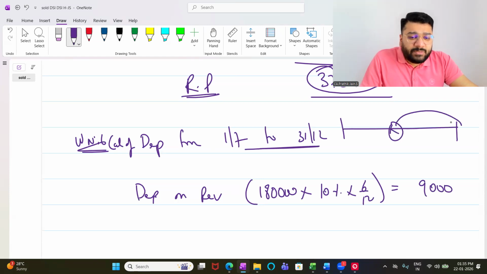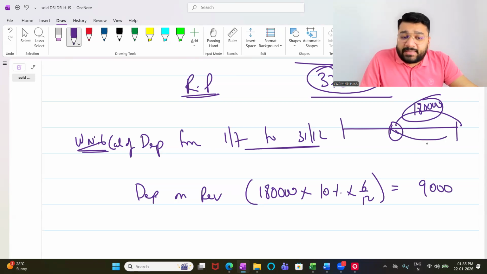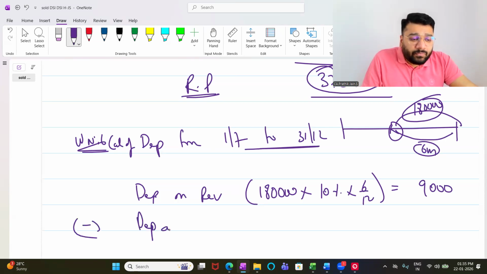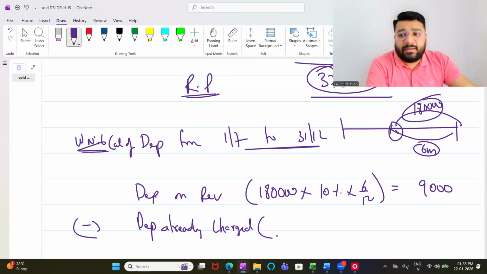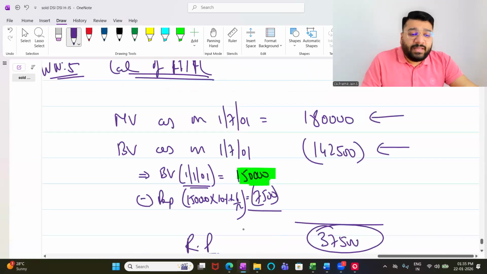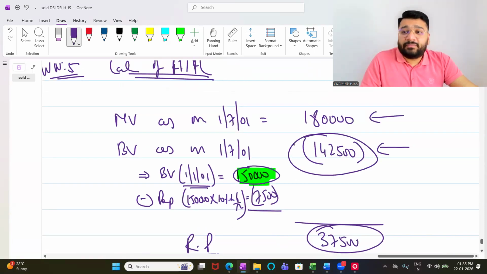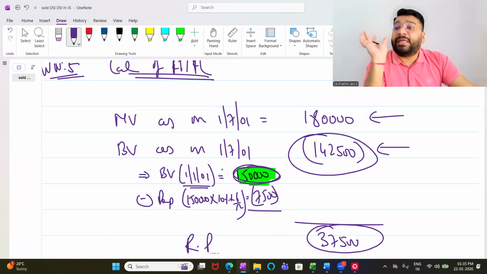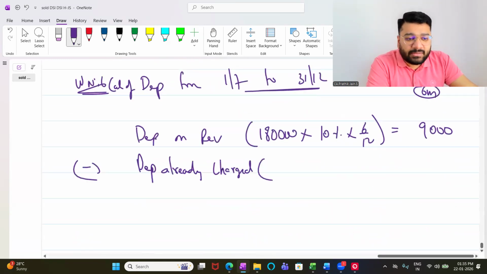Yes. From this period to this period, on 1,80,000, the depreciation is how much? 9,000. Out of this, some depreciation is already charged. 6 months' depreciation already charged. So minus depreciation already charged. People will make a mistake here. Be very careful. What is the value that you'll take? Will you take 1,50,000 or will you take 1,42,500? You take still 1,50,000 only, because always we calculate depreciation on the opening balance, not the in-between balance.